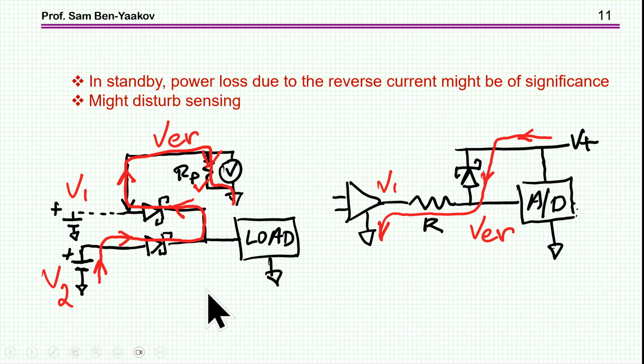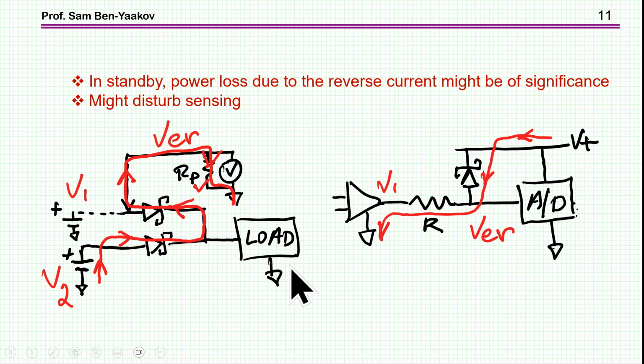Now, is reverse current really harmful? Well, in some cases, in particular in standby mode, where you'd like to have as low power loss as possible, you might have quite a bit of power loss due to the reverse current, because there is a reverse voltage on the diode, and if the reverse current is high, you may have a loss which is significant to the standby power loss. So this is one case where reverse current is really not good. But there are other situations.